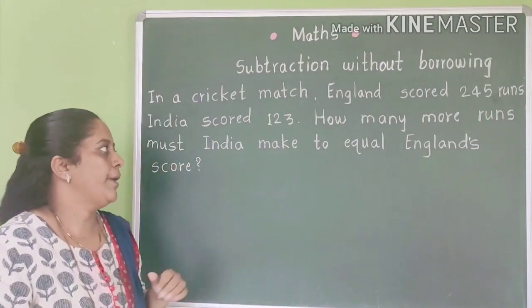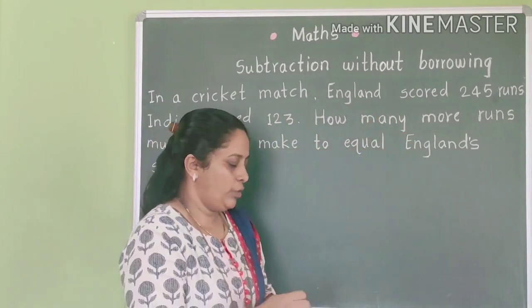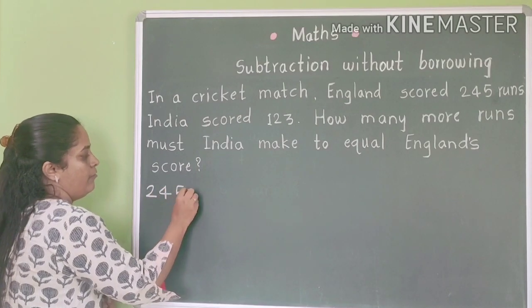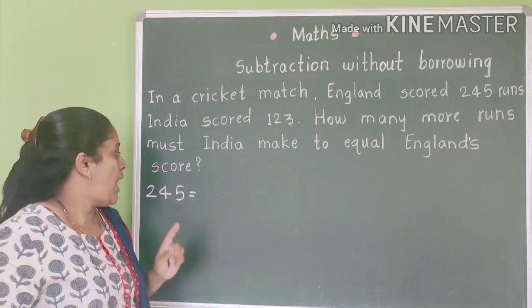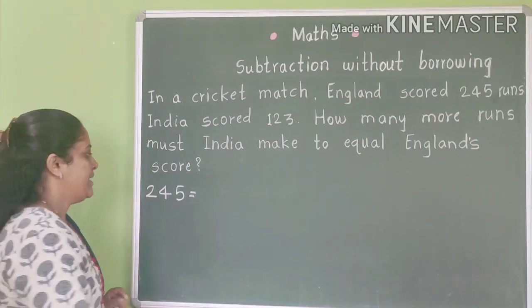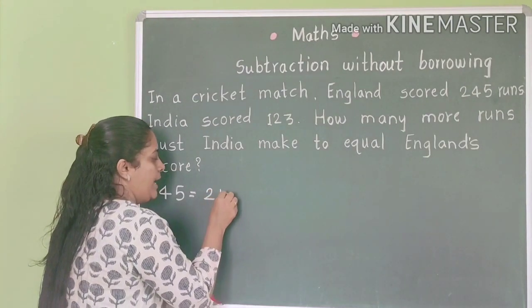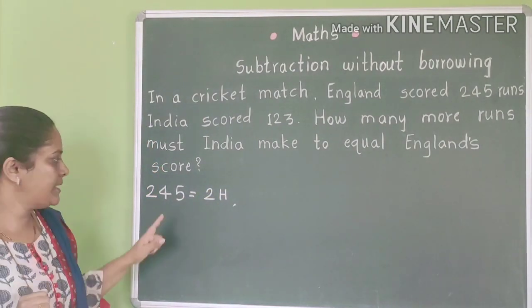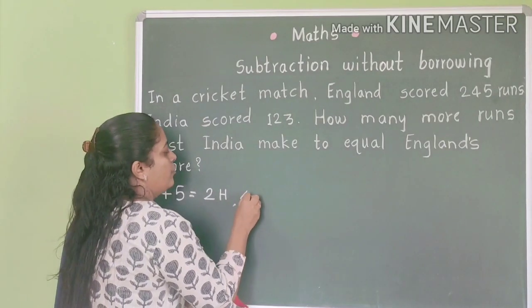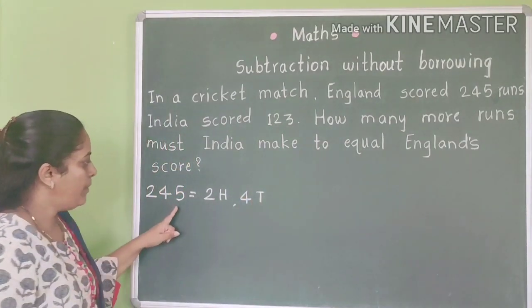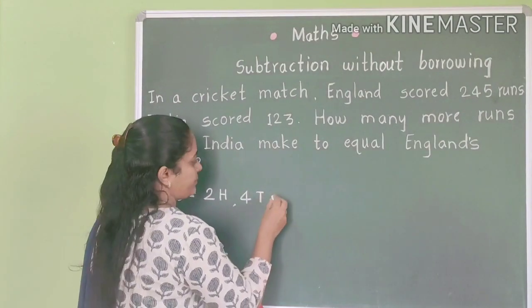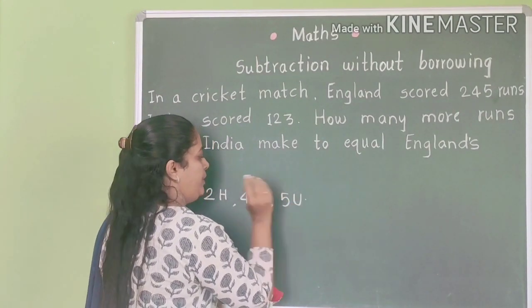Let's see. England has scored 245. Now tell me how many hundreds in 245? Very nice. There are 2 hundreds. And how many tens in 245? Good. There are 4 tens. And how many units in 245? Very nice. There are 5 units.